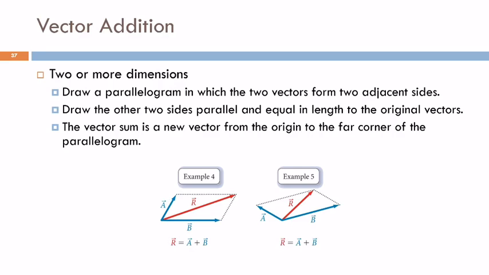What if you have 2 dimensions? In 2 dimensions, you draw a parallelogram in which the two vectors form two adjacent sides. So if we're adding this vector A and this vector B, we're going to draw a parallel line to A, same length, and a parallel line to B, the same length as B. And then the sum of the vectors goes from this corner to that new corner, the far corner. And that's adding vectors in 2 dimensions.